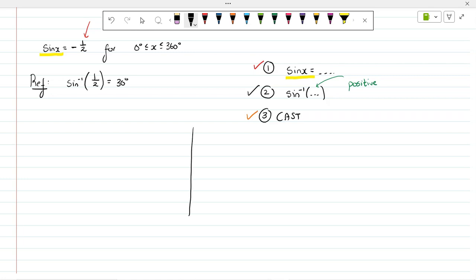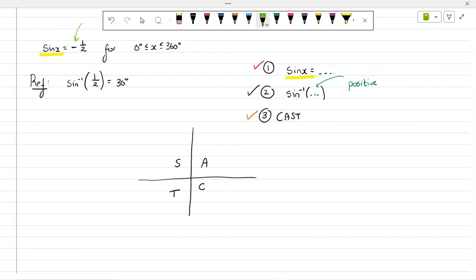So now that you've got your reference angle, now we're going to use our cast diagram to get our solutions for x. So we draw our cast diagram, so C-A-S-T. Now we look back at the part of the question where you have sine x by itself, where it's equal to some value, which is the original equation over here. And just take note that sine x is equal to negative a half. So sine is negative here. So in the cast diagram, we tick where sine is negative.